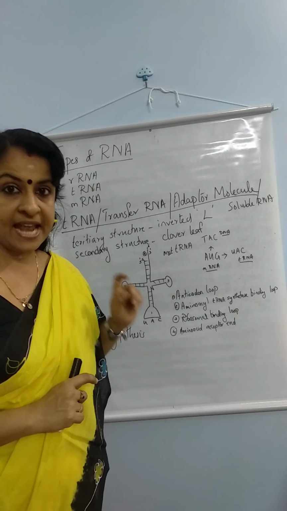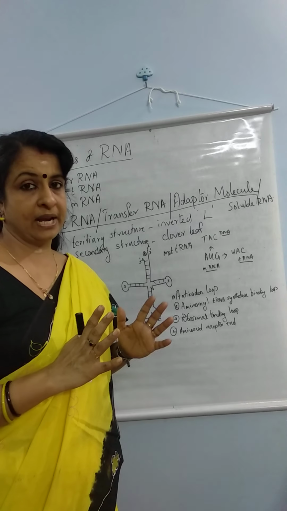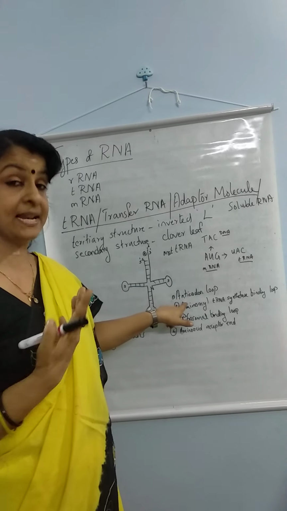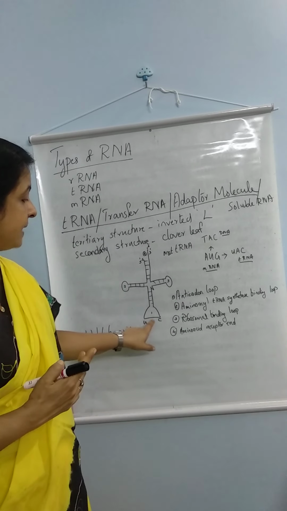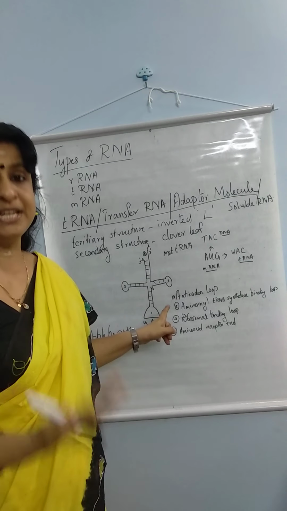What is the meaning of anticodon loop? We know the codon, right? We know the genetic code and the codon. Now what does anticodon mean? The triplet codon present in the tRNA is called the anticodon.